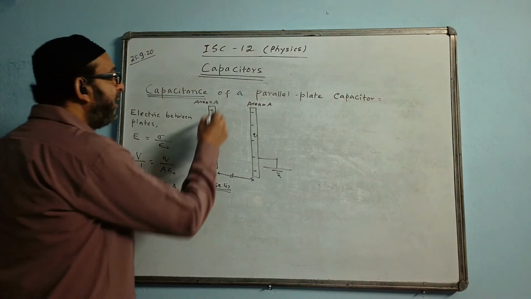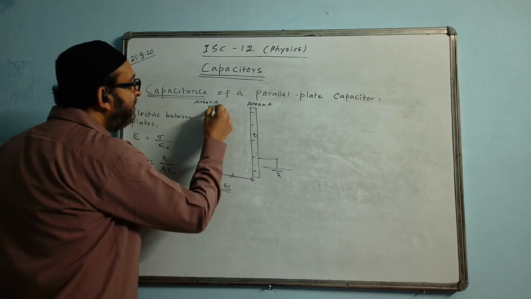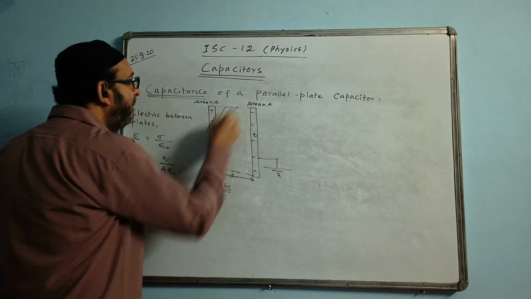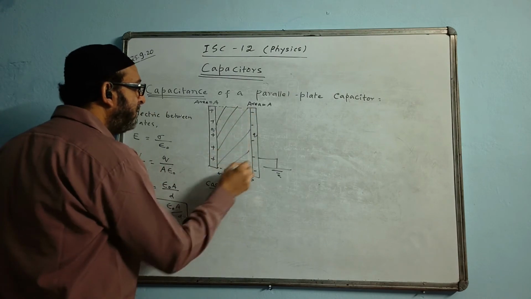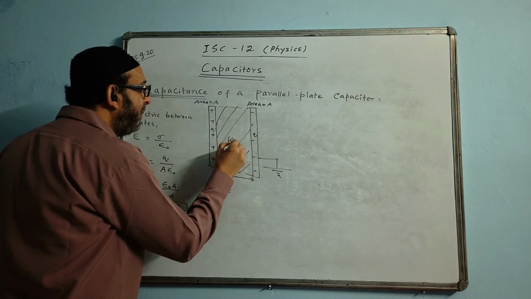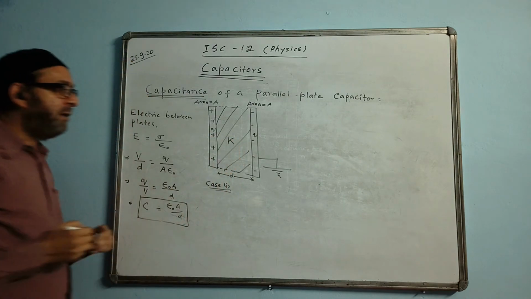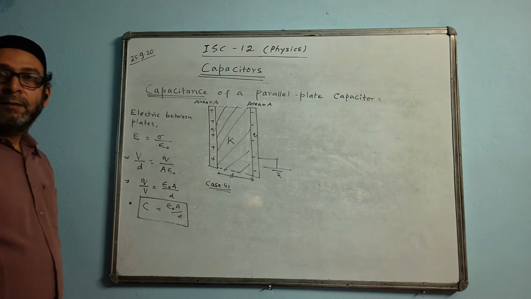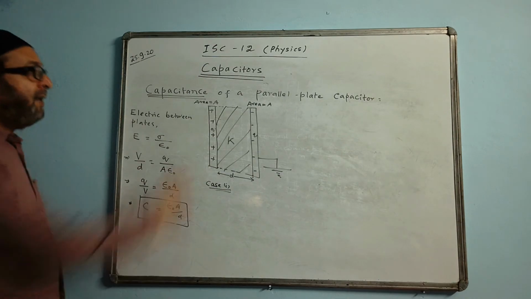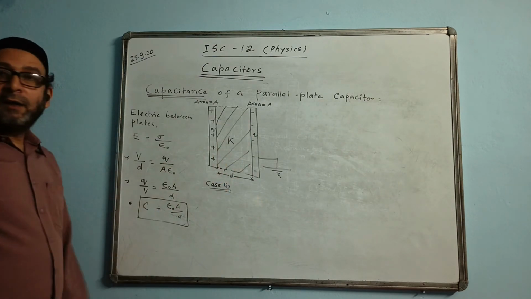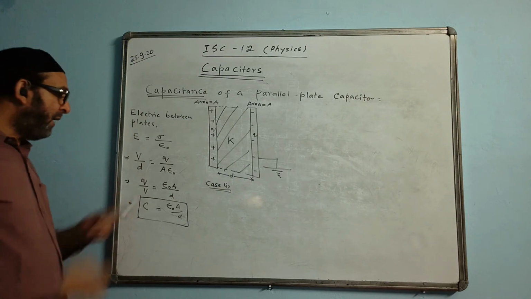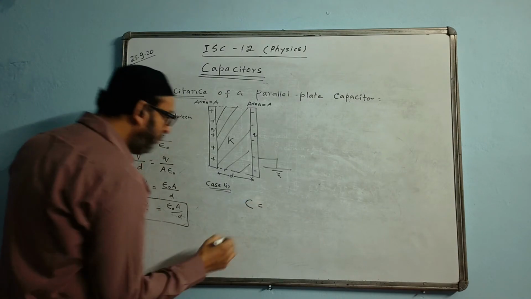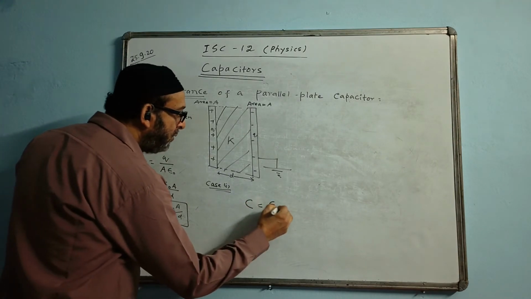For that you can show the diagram. This is the space here. This is the space we are filling with a dielectric medium of dielectric constant value K, capital K. The entire space we are filling with the dielectric medium K. So what will happen now? Let us check. This time we will write C is equal to epsilon naught A.